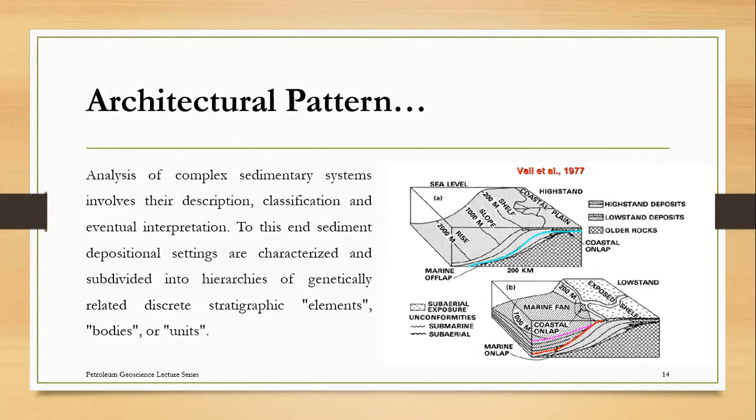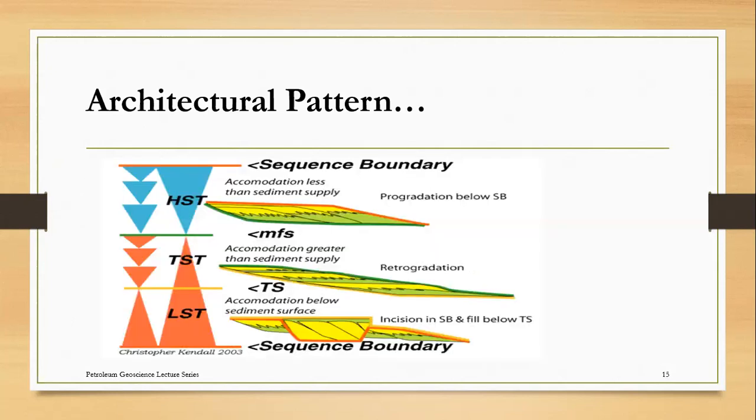I'll take this on if it's not clear. So again, trying to look at architectural patterns. We already know the LST, we already know what the TST is, we already know what the HST is. So these will be the parasequences that make up the sequence, right?